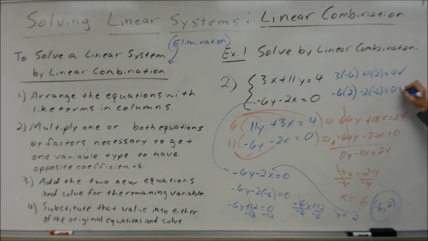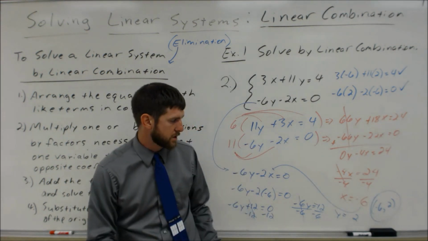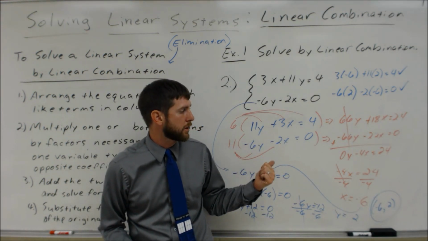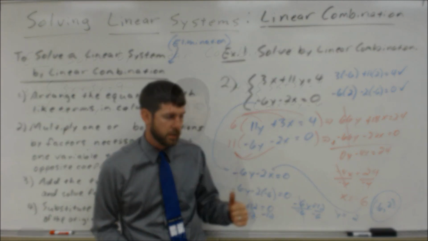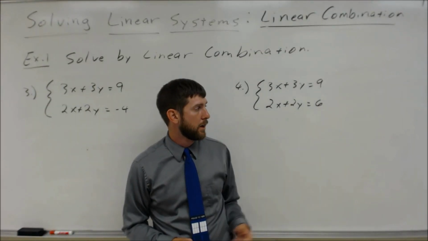Negative 12, positive 12 is 0, so that's a check. So that is our solution set. Two special cases that I want to look at using linear combinations, so put those right up and we'll check them out. Okay, I already have two special cases up here.